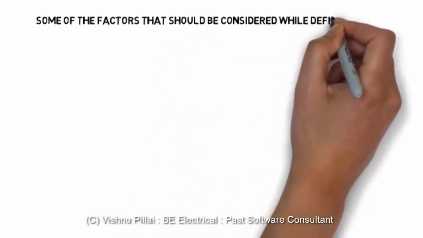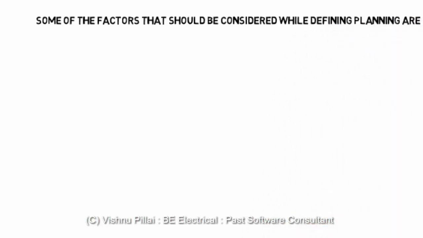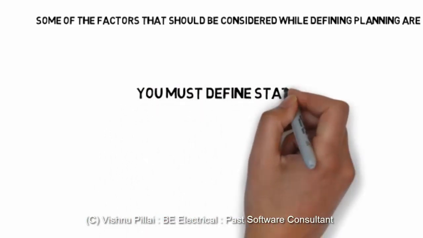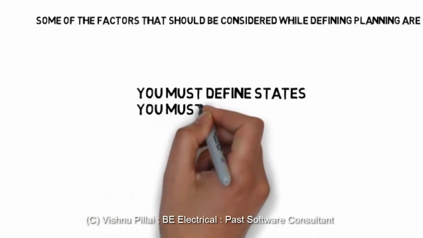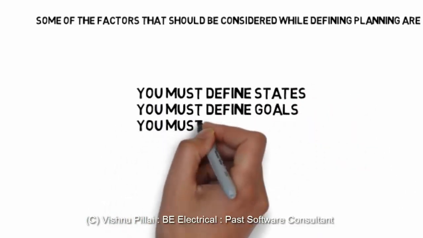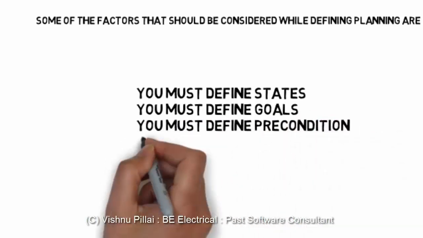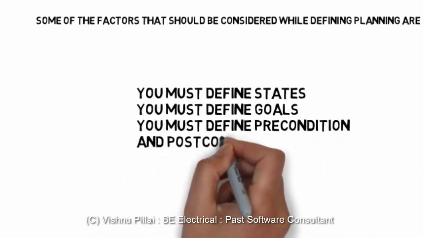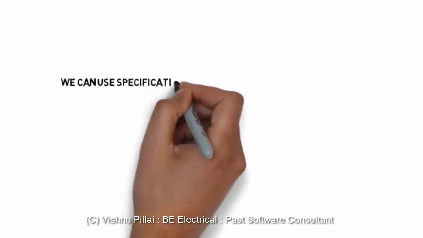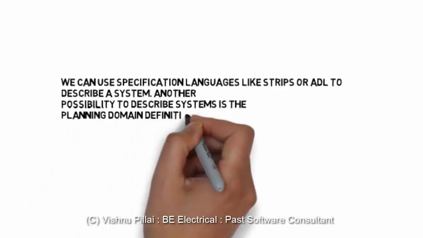Some of the facts or factors that should be considered while defining planning are: you must define states, you must define goals, you must define preconditions and post conditions.